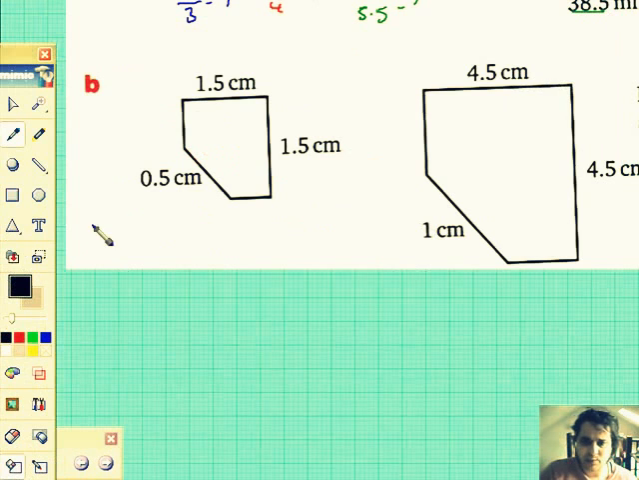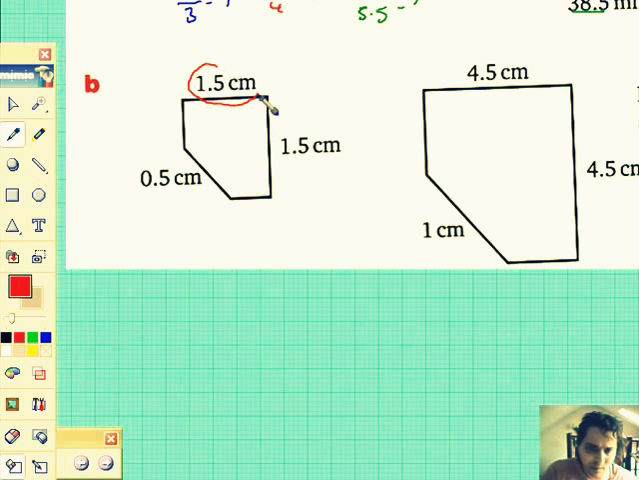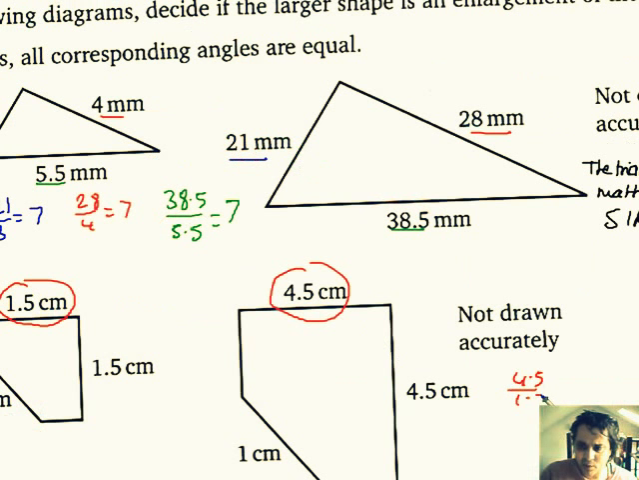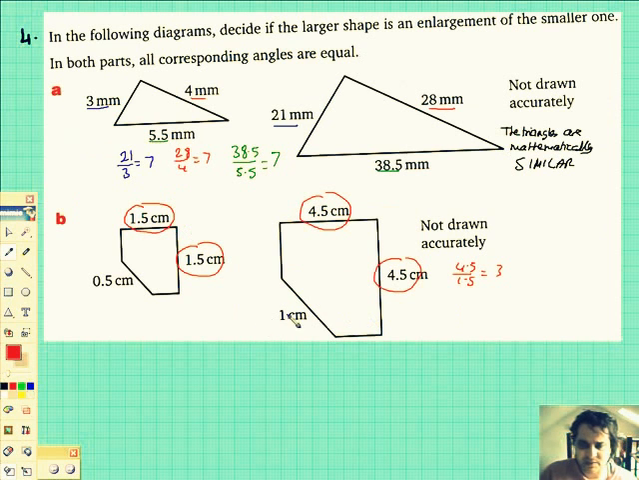Now we'll do the same with this one, shall we? Right. So the 1.5 links into the 4.5. Let's just do a quick sum here. 4.5 divided by 1.5, I can see that's an enlargement of 3. What about this one? Well, it's exactly the same. 1.5 and 4.5, enlargement of 3.